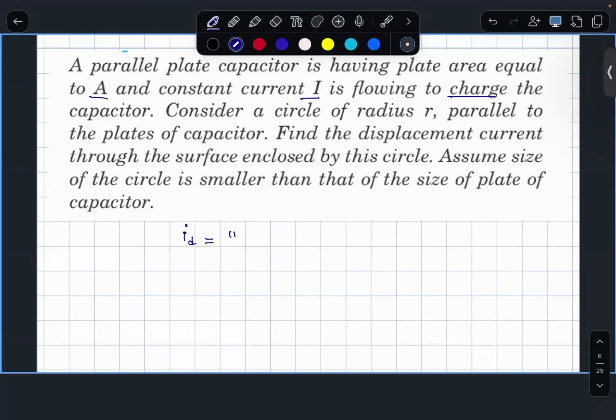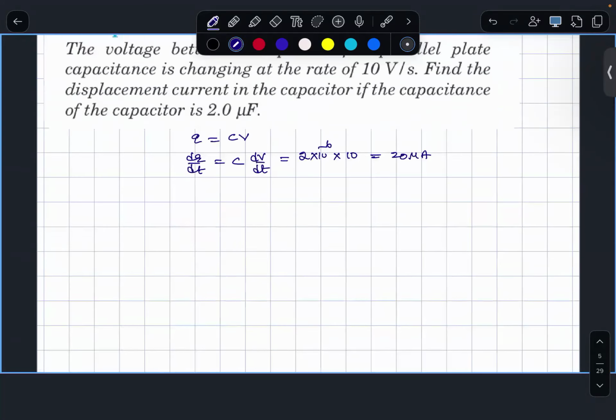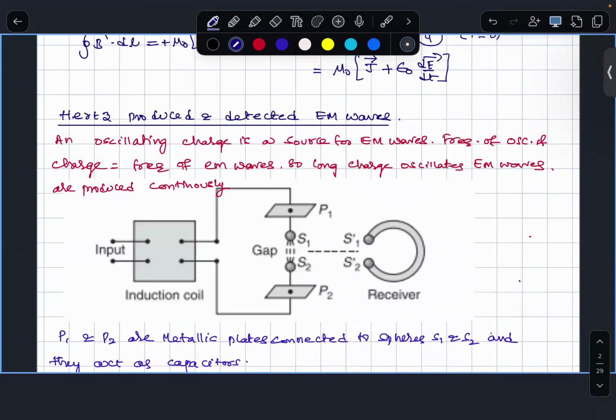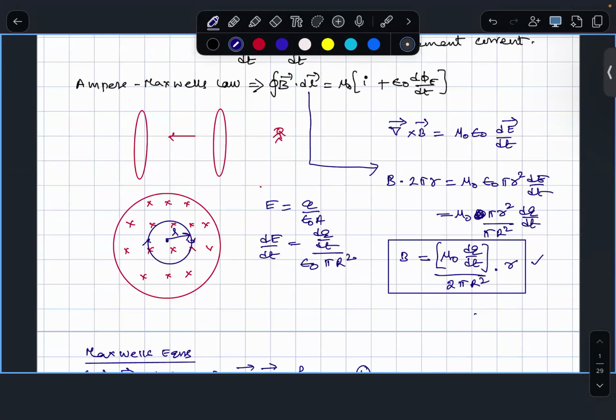Pi, we already did that. You have this relation, to find B.